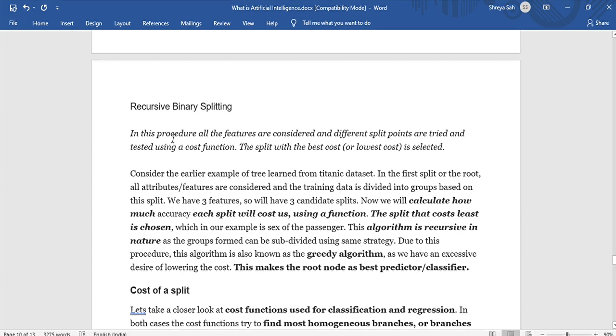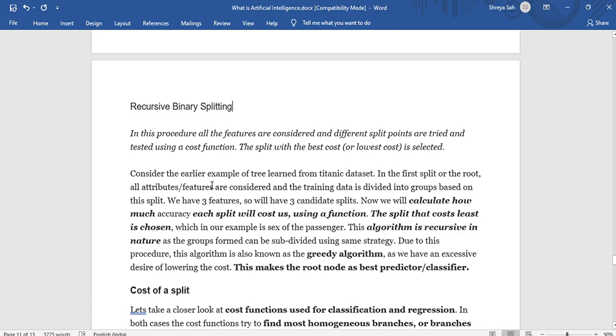Recursive binary splitting is one such technique of splitting. In this procedure, all the features are considered and different split points are tried and tested using a cost function. So the split with the best cost, or the lowest cost, is selected.